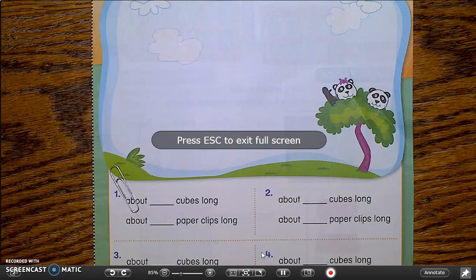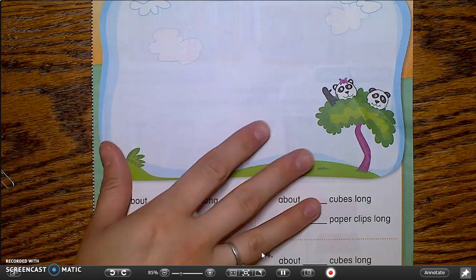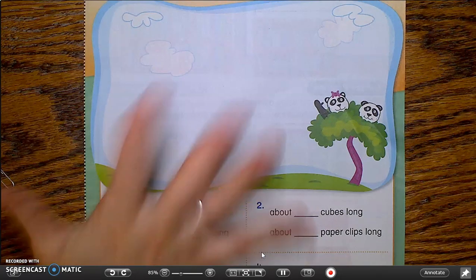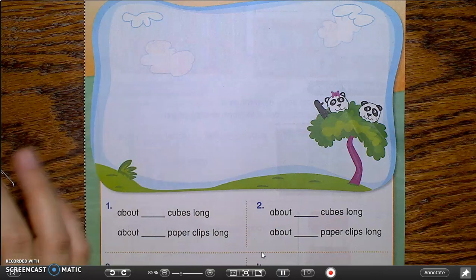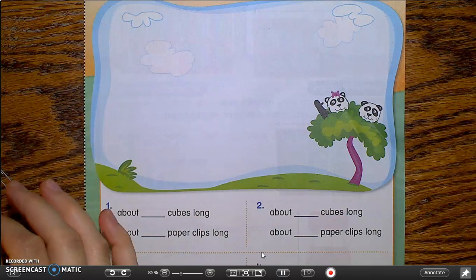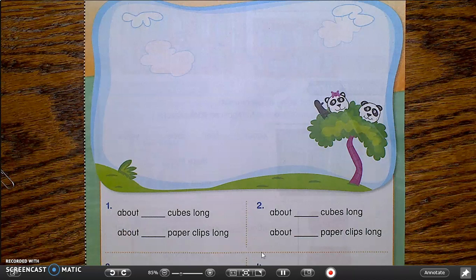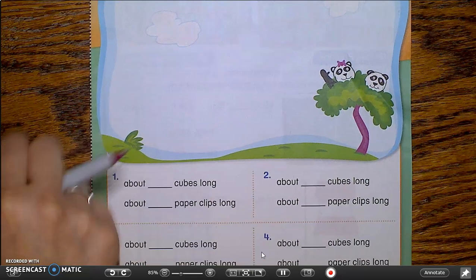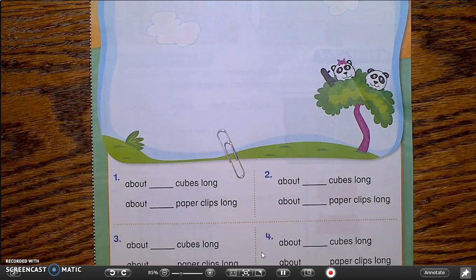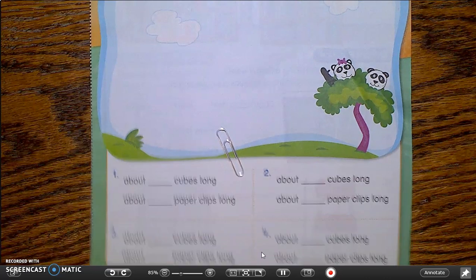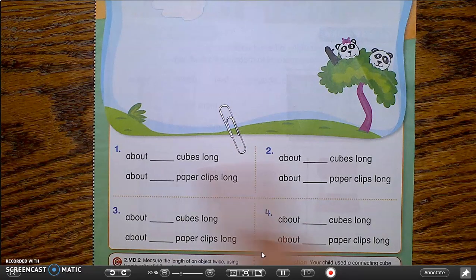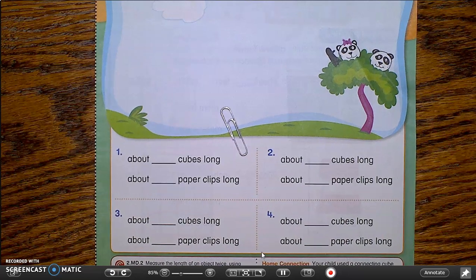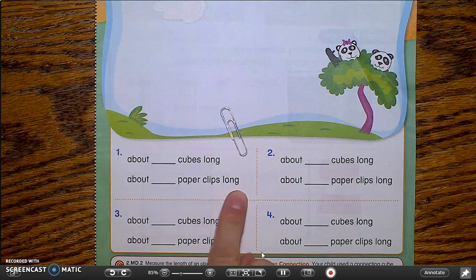Okay, second graders. We are going to do a discovery again, where you're going to have to go around your house and measure different items. In your packet, you should have gotten a cube and a paper clip. You need to measure 4 different items, in cubes and paper clips.